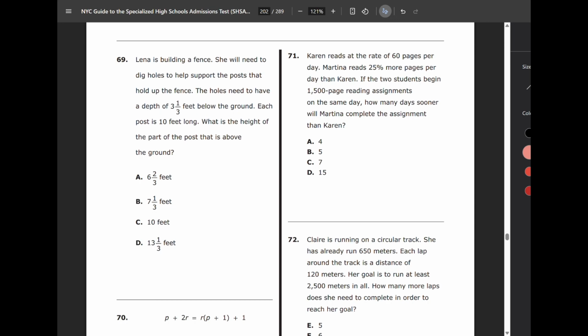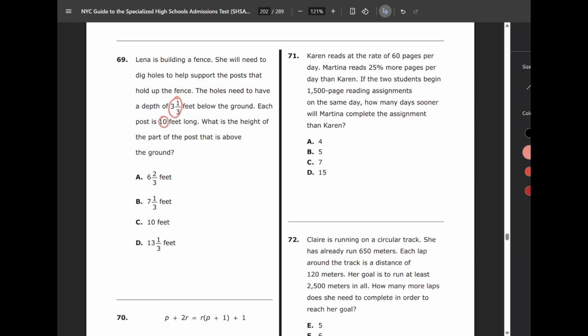Okay, question 69. Lena is building a fence. She will need to dig holes to support the posts that hold up the fence. The holes need to have a depth of 3 1/3 feet below the ground. Each post is 10 feet long. What is the height of the part of the post that is above the ground?